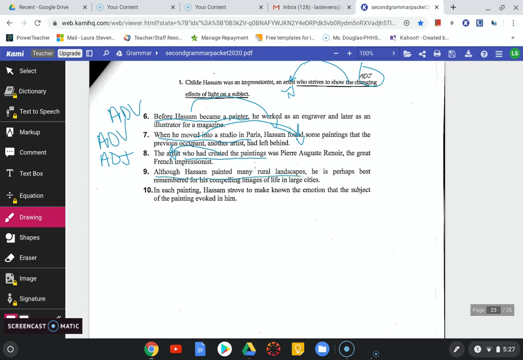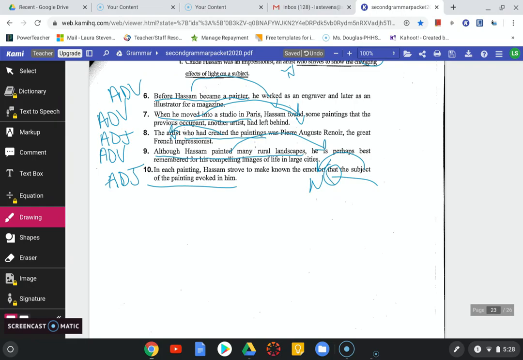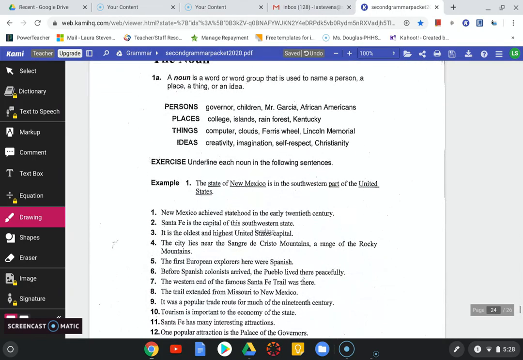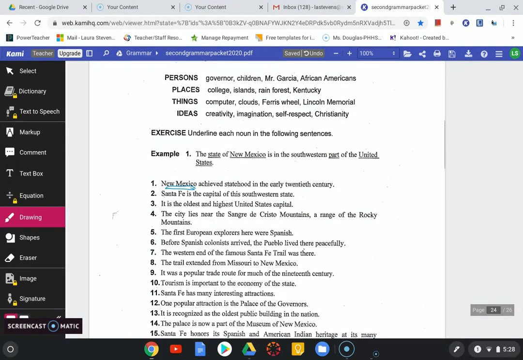Although he had painted many rural landscapes, he is. Showing why. So this one's an adverb clause. Is your verb. And then each painting he strove that the subject. Ooh, what does the subject of the painting evoke in him? Emotion. That's a thing, right? That's an adjective clause. I saw that relative pronoun, right? Just check it though to make sure. This one's kind of easy, right?